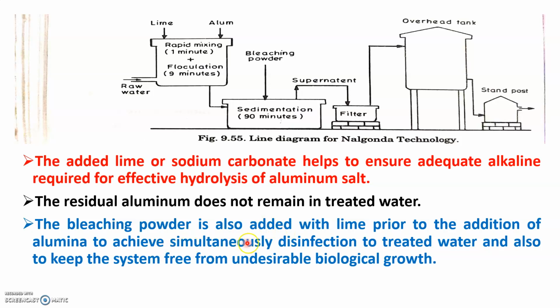The bleaching powder is added with the lime prior to the addition of alum to achieve a simultaneous disinfection effect, and thus it removes the bacteria or biological growth from the system. So this is all about the Nalgonda technique.